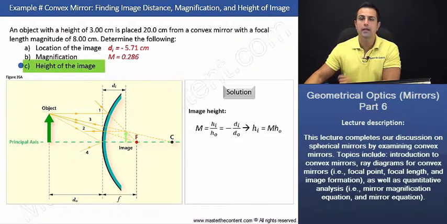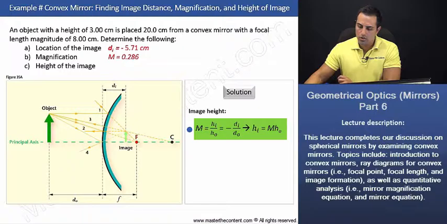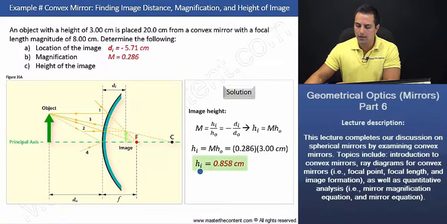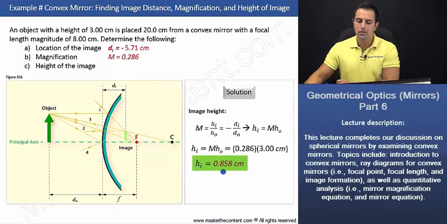Now we'll find the height of the image. And again, let's just get right into it. For the height of the image, it's simply our magnification equation, and we can solve for the height of the image. Once we fill in our values for magnification and the height of the object, which are 0.286 and 3 centimeters respectively, we find that the height of the image is 0.858 centimeters. And as we had anticipated, the height of the image, 0.858 centimeters, is less than the height of the object, which was 3 centimeters.